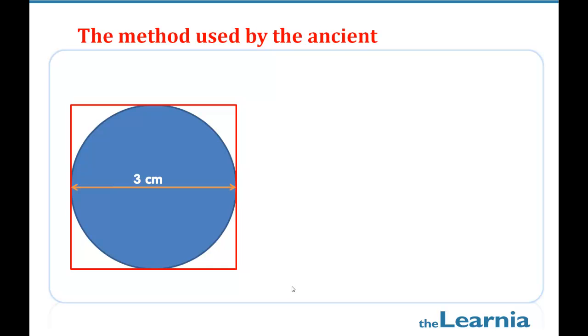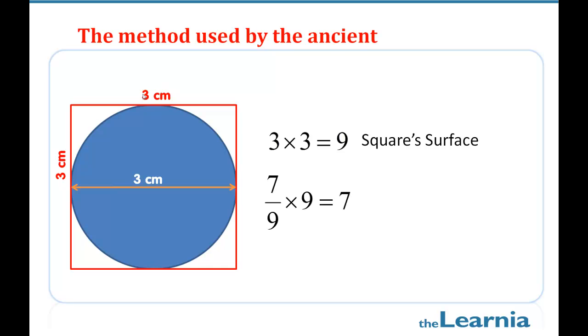Let's get back to the example that we had before, but this time we will use the method used by the ancients. The diameter is 3 cm, which is similar to this side of the rectangle, 3 cm. And since we are talking about 3 cm, there are other 3 cm here that we need to take into consideration. So in total the area of the rectangle is 3 by 3, which means 9. But as you remember, the surface of the circle was 7 out of 9 parts of the total area of the square surface. So we are talking about 7 out of 9 parts of 9 cm, which was the square surface. So the result is 7, which is the approximate circle surface.